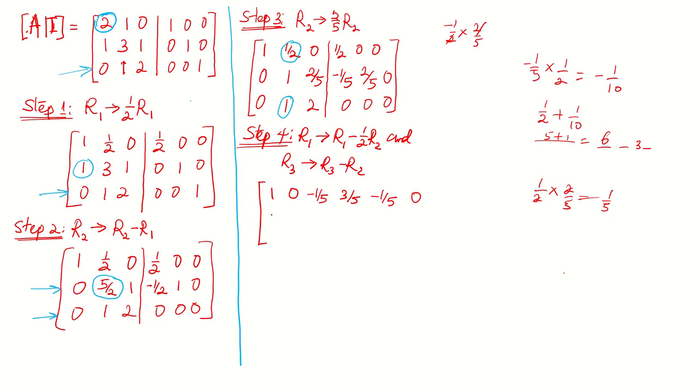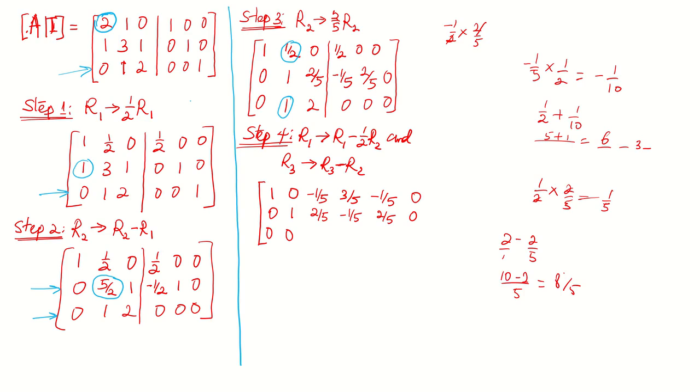The second row remains the same. We're not replacing that: 0, 1, 2 over 5, minus 1 over 5, 2 over 5, and 0. The third row, we are performing the operation R3 minus R2. So 0 minus 0 is 0, 1 minus 1 is 0, 2 minus 2 over 5. All right, so this is 5, that is 10 minus 2, which is 8 over 5.